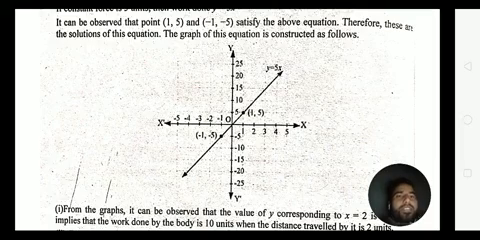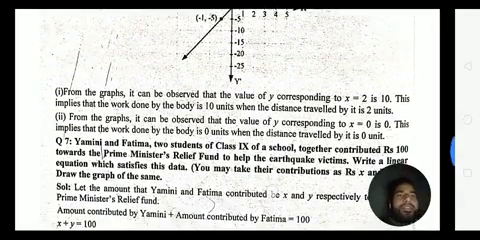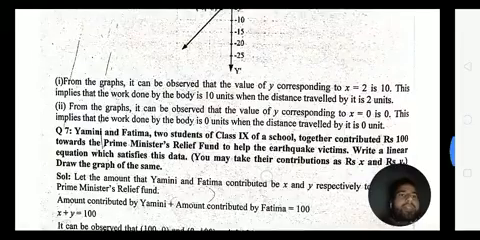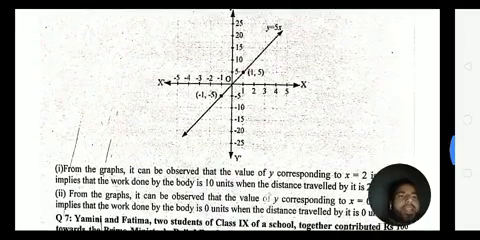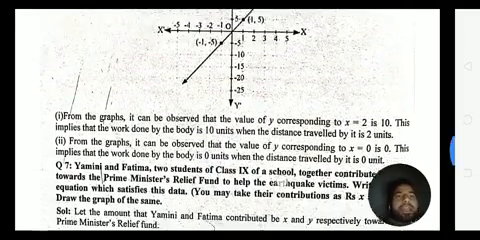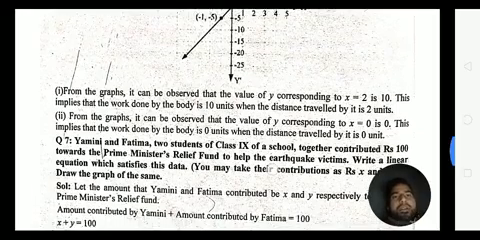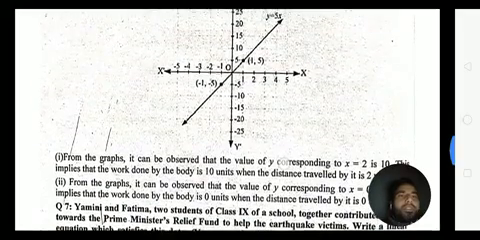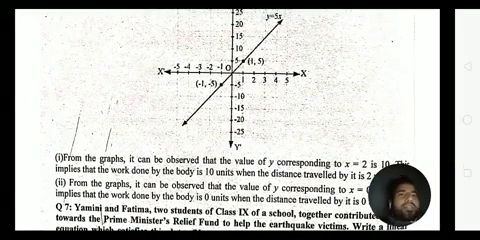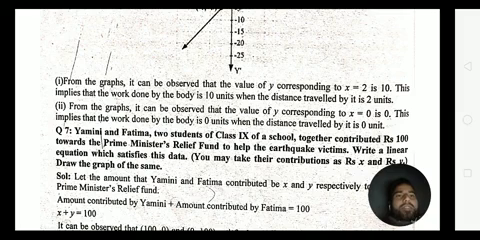Now I will give the answer of the first part. From the graph it can be observed that the value of y corresponding to x equal to 2 is y equal to 10. This implies that work done by the body is 10 units when the distance traveled by it is 2 units. For the second part, from the graph it can be observed that the value of y corresponding to x equal to 0 is 0. You can see in this graph, it is at the origin. This implies that work done by the body is 0 units when the distance traveled by it is 0 units. This completes your question number 6.